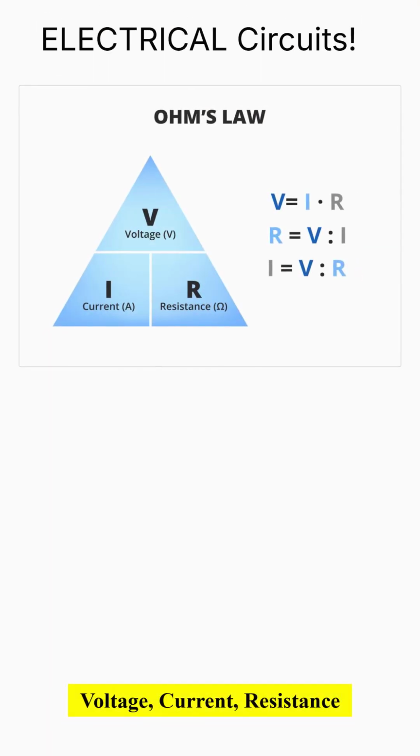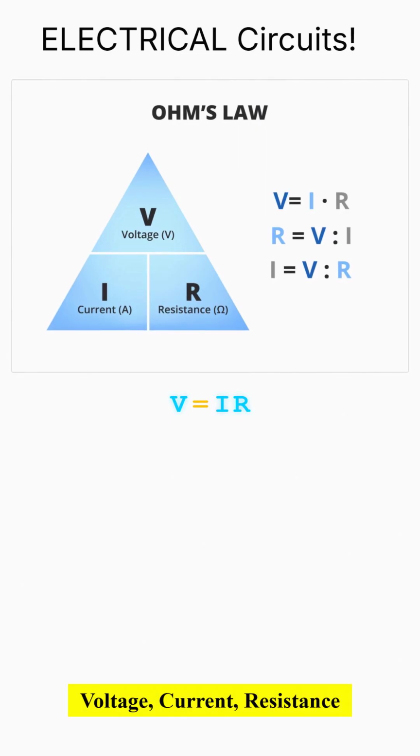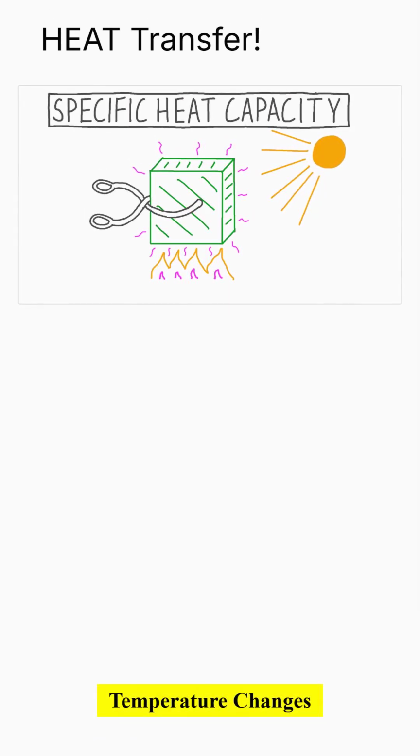Electricity powers our world. V equals IR, Ohm's law. Voltage, V, equals current, I, times resistance, R. Power can be calculated in several ways. P equals VI, P equals I squared R, or P equals V squared over R. Energy used, E equals VIt, equals voltage times current times time. Electricity keeps us connected and illuminated. Don't get shocked.